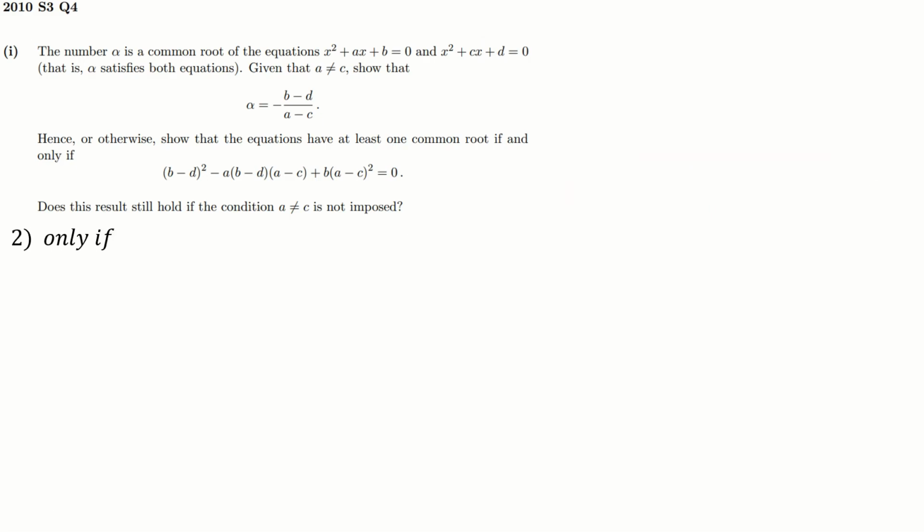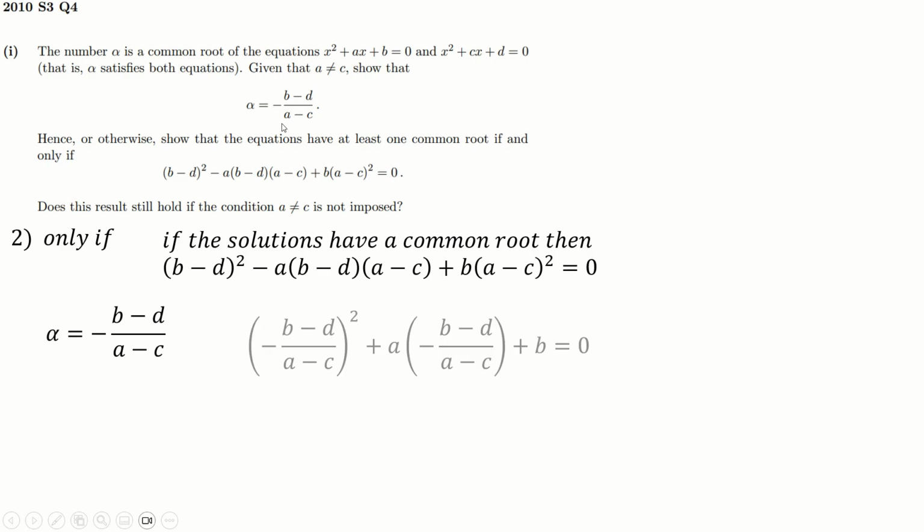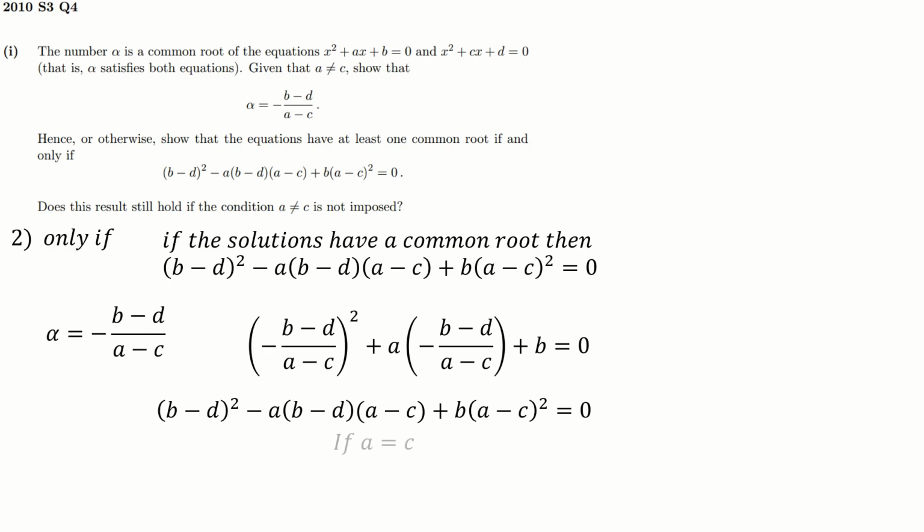Now we need to do the only if. So now we need to say, if they have a common root, then show this thing is true. So then we show that, okay, cool. So the common root we've already said is this thing here. So let's just throw that in to the x squared plus x plus b, times everything by a minus c all squared, and we immediately get that. So we're pretty much done. So that was not too tricky, I don't think.